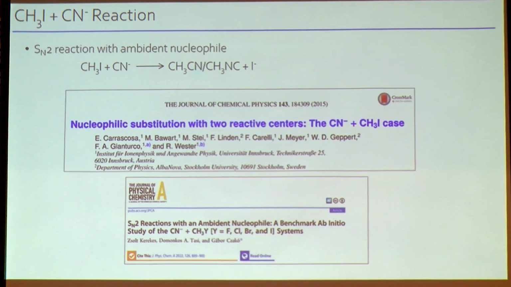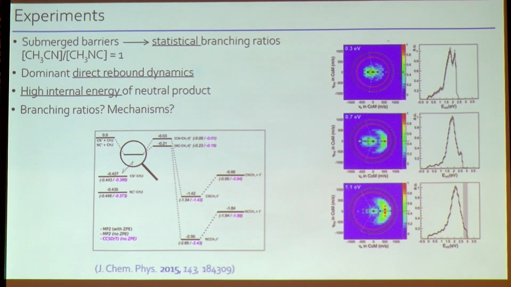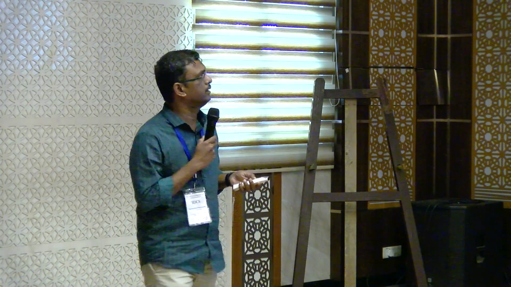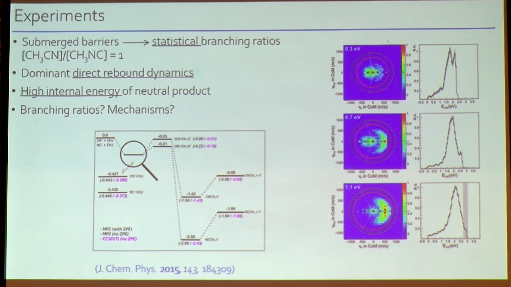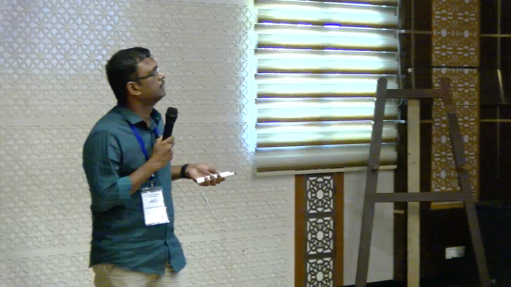In Wester's group, they have reported velocity map imaging experiments on this reaction, and Gábor Czakó has done detailed electronic structure work on this reaction. So, some aspects of the experimental data: what they're finding is that in this reaction, direct rebound dynamics dominates. As you can see at these collision energies, most of the images are towards large scattering angles, indicating direct rebound dynamics, and a high internal energy distribution of the neutral products was also observed in the experiments.